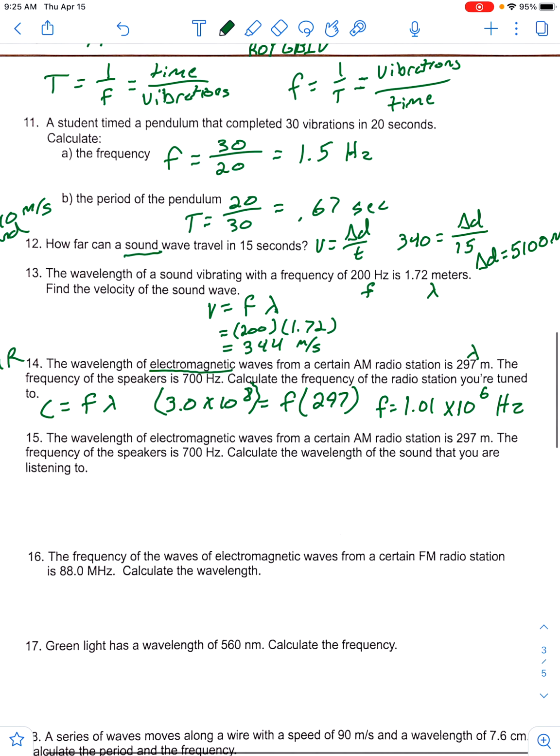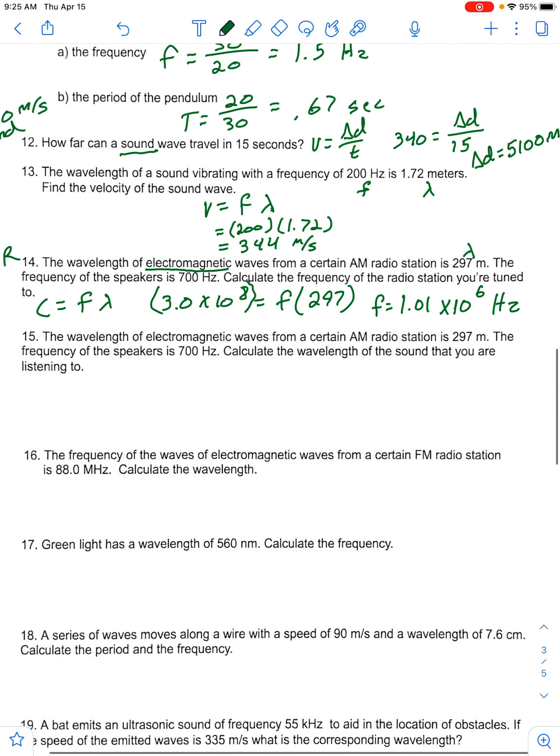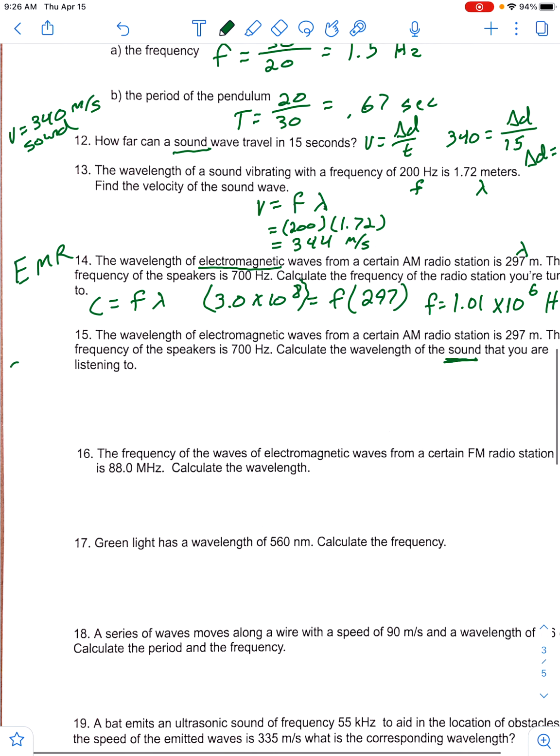Okay, number 15 deals with the exact same question. We're probably going to use that 700 now. The frequency of the speakers is 700 hertz. Calculate the wavelength of the sound. Sound is my keyword here, so this is a sound problem.